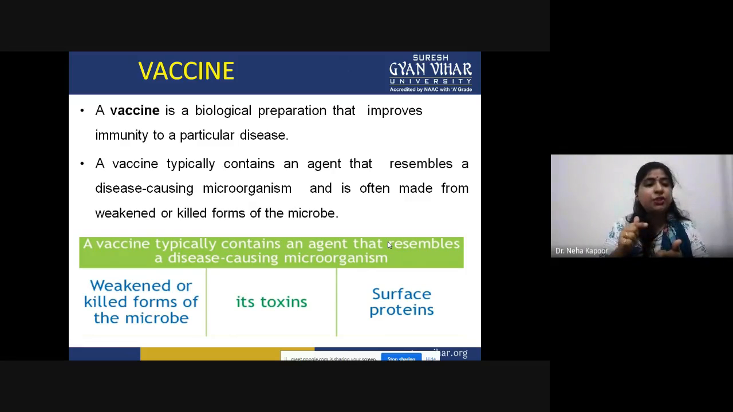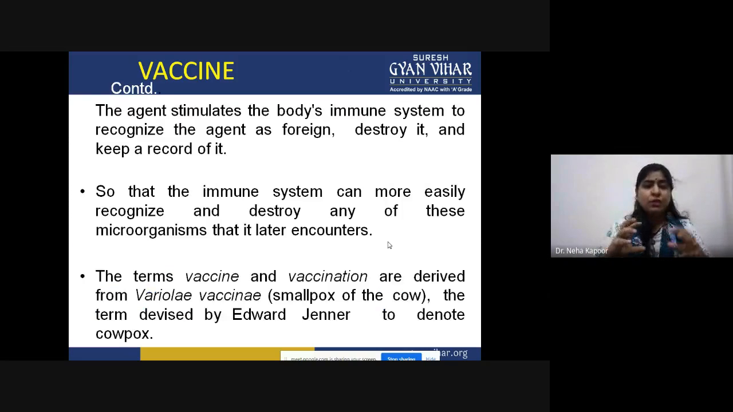It can be the toxins produced by that very microbe, or it can be the surface protein, or it can be the whole microorganism also. Such agents stimulate the body's immune system to recognize that antigen as foreign. That means as non-self.